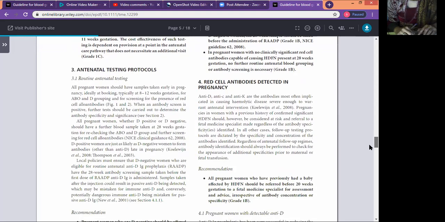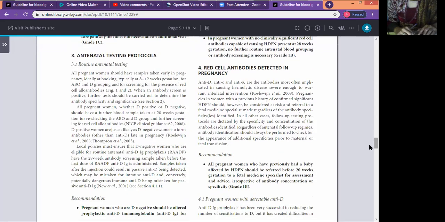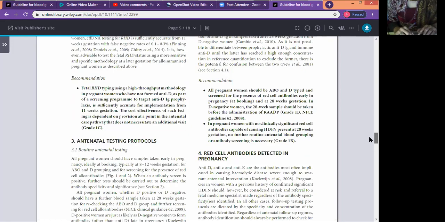Now we come to the protocols. First we were just going through the different testing methodologies. Now the other testing protocols: which antibodies are clinically significant, how frequently they need to be monitored during pregnancy, and what should then be offered to those females.